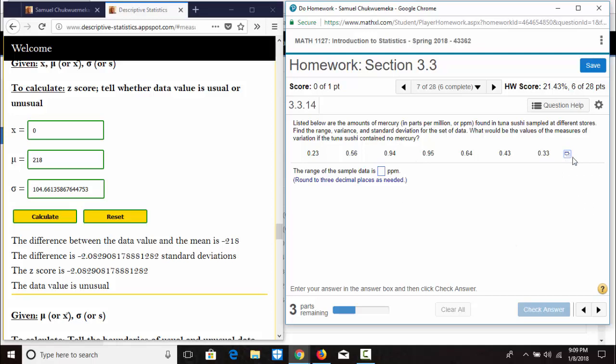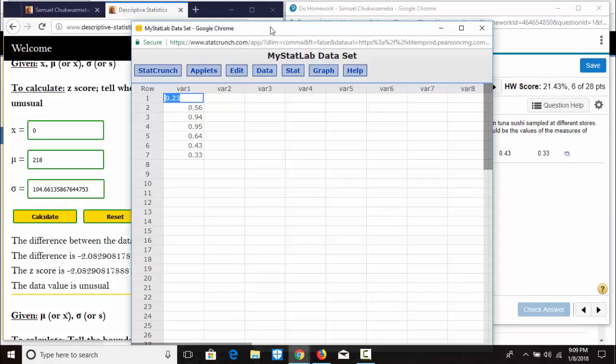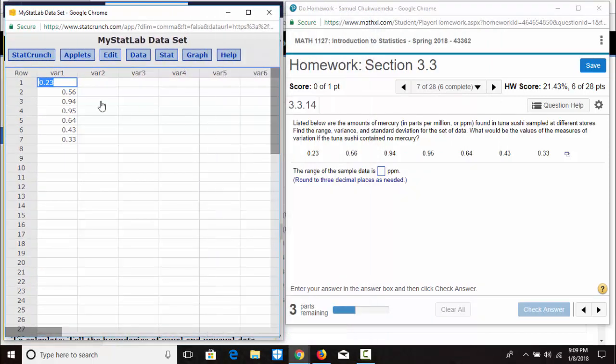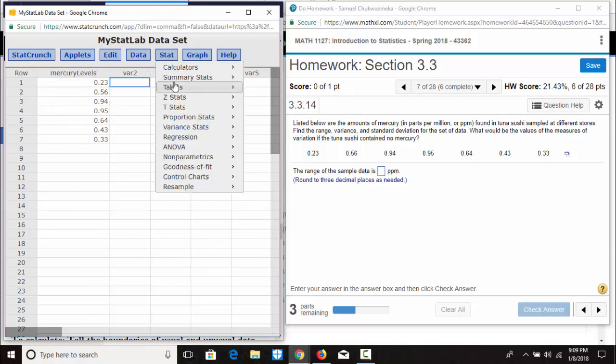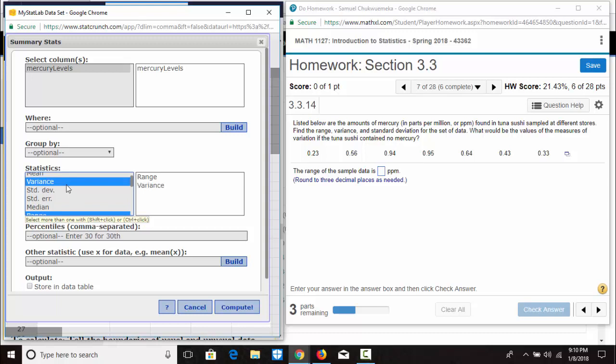Let's do this one with StatCrunch. So click here, open in StatCrunch, and let me name the variable mercury amounts in tuna sushi. I'm going to go to Stats, Summary Stats, Columns, select mercury levels. Select range, hold the control key, select variance, and then standard deviation. Compute.